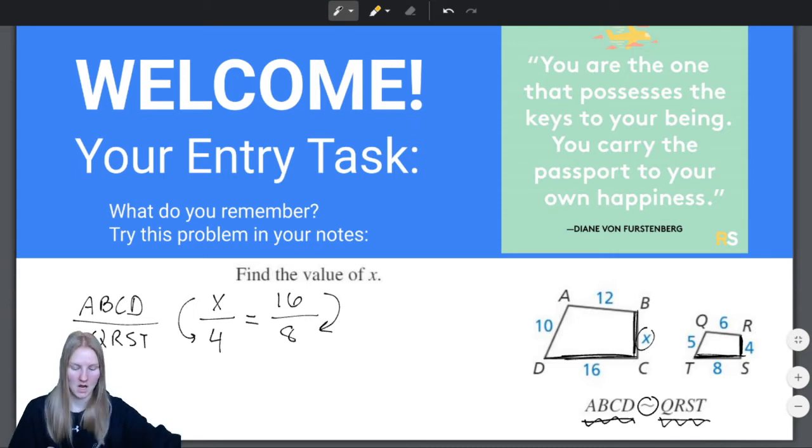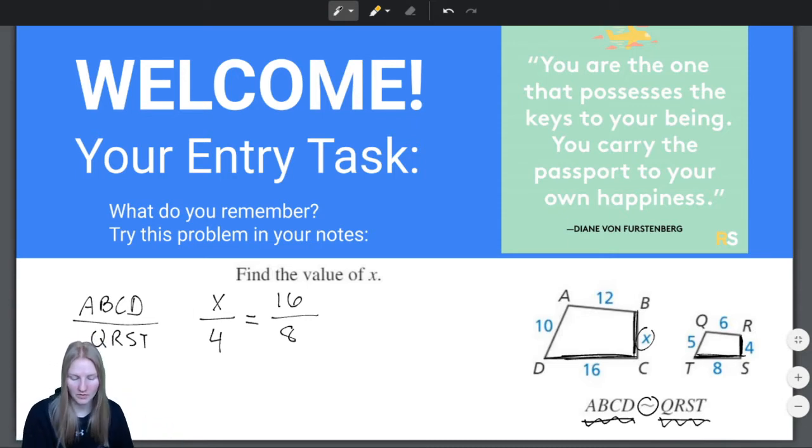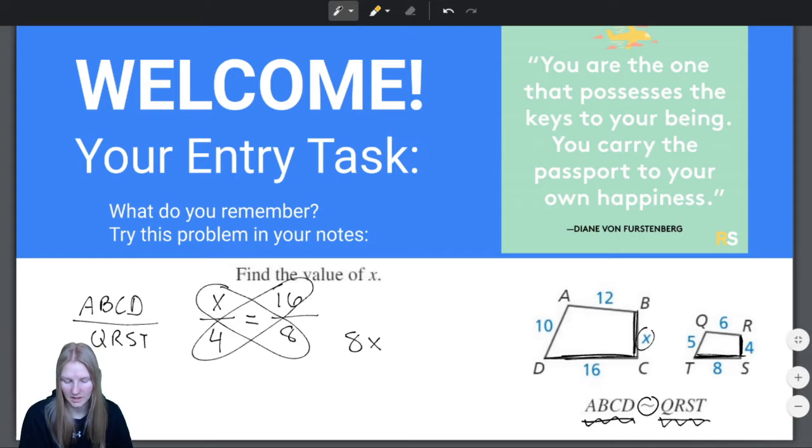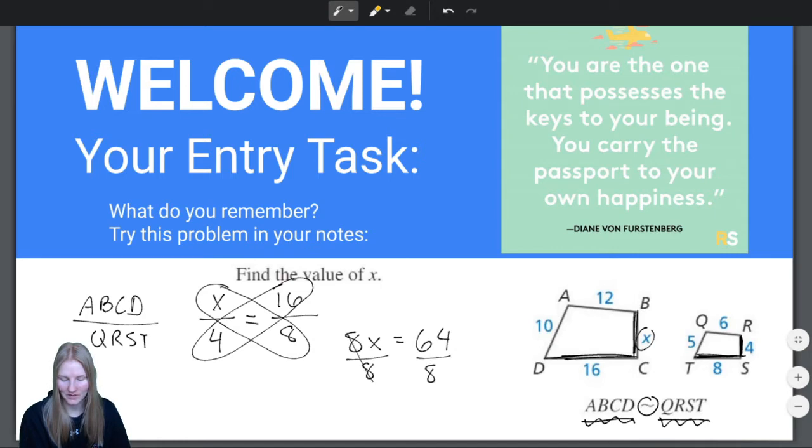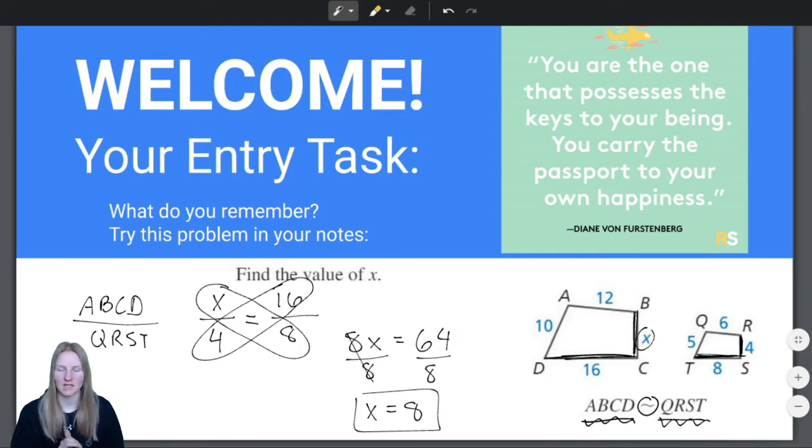That's great. Some of you might not have, so some of you probably did butterflies and said, 8 times x is 8x, and 4 times 16 is 64. I'm going to double check that real quick. Yes, 64. And then I divide by 8 on both sides, and x is 8. Ta-da! And that was our cross multiplication, or our butterflies. So, that was a nice review of what we did in the last video.